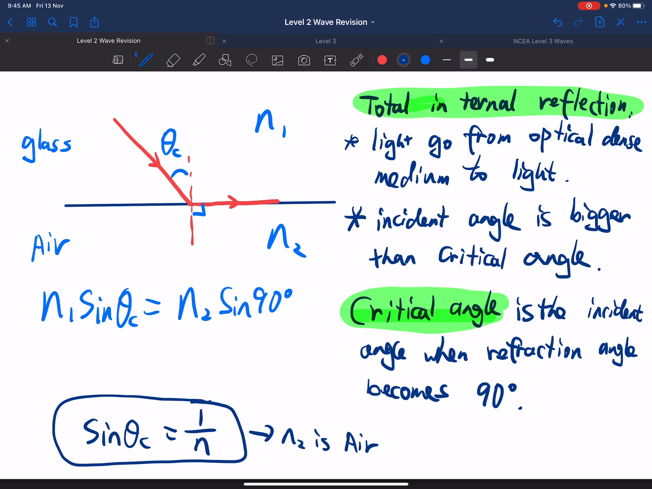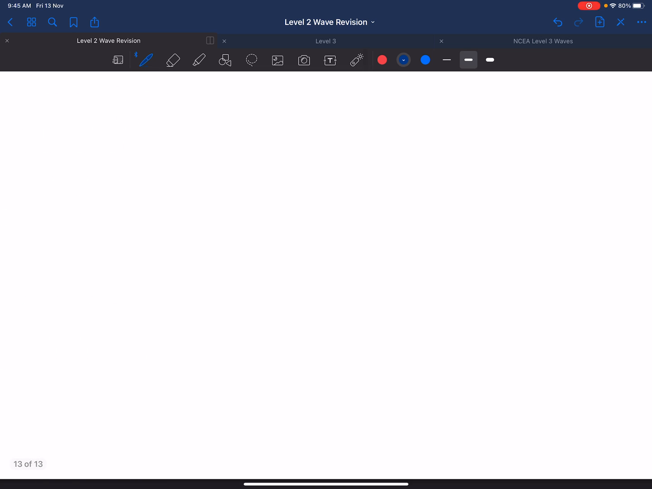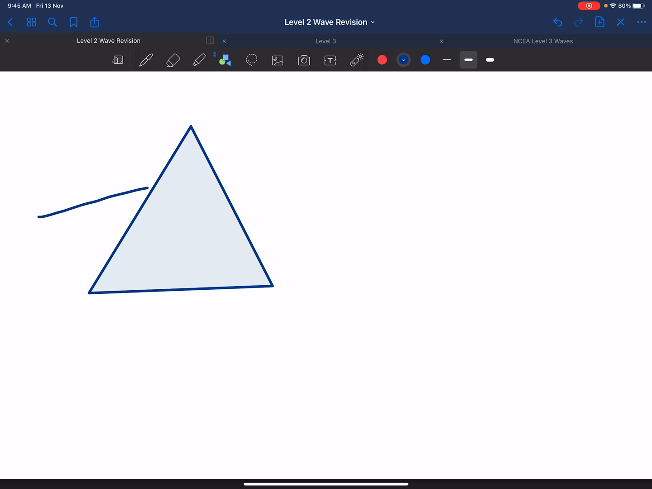Okay, so next one, whichever way you find easy, okay? And then the next one, dispersion of light, we're talking about refraction. When a white light is coming, a white light is made out of different lights. This is white. And then it's going to refract. Red is going to refract a bit less. And then violet is going to refract more. It's going to be bent more.